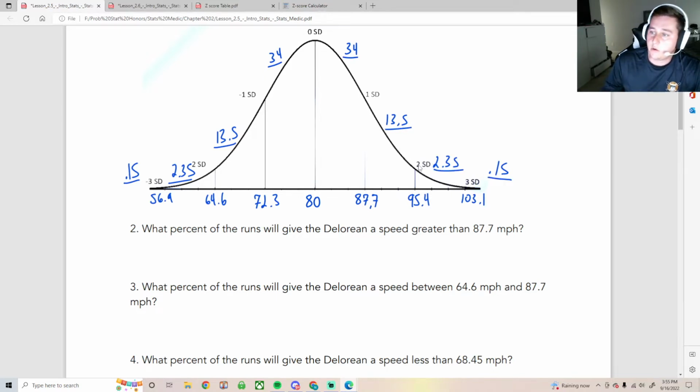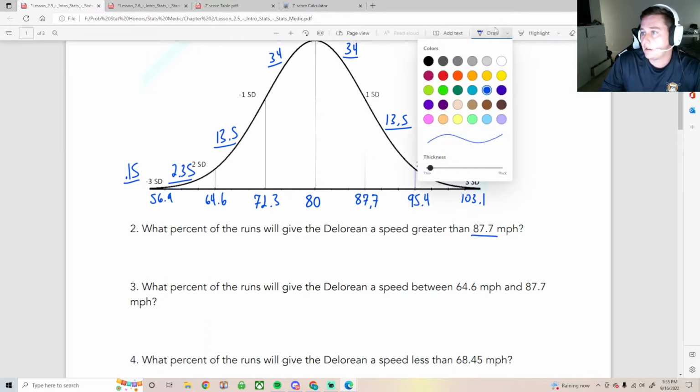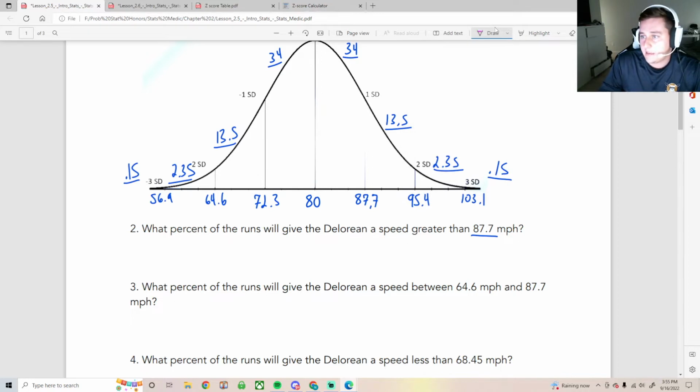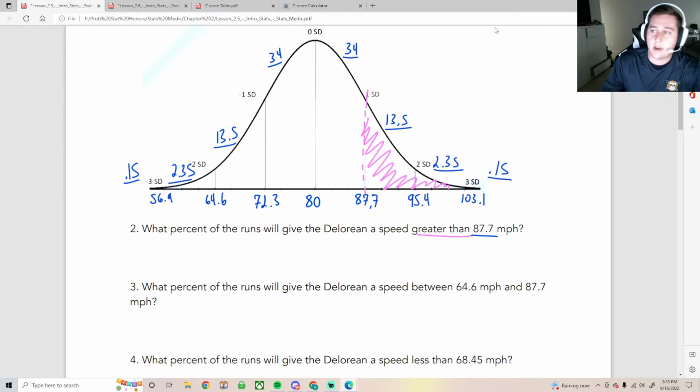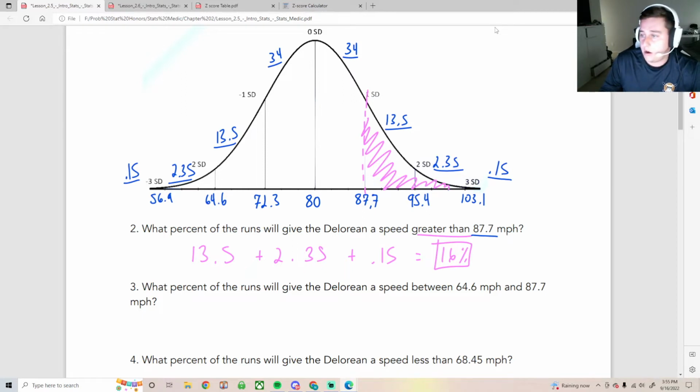So the DeLorean speed greater than 87.7 miles per hour. Let's use hot pink. 87.7 miles per hour is right here. Greater than means that they're interested in this area under the curve. So you just add up those sections. So it is 13.5 plus 2.35 plus 0.15. And if you do that right, you should get about 16%. So 16% of runs are a speed greater than 87.7 miles an hour.